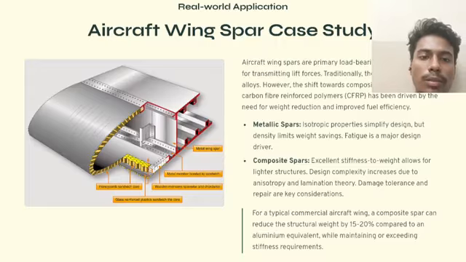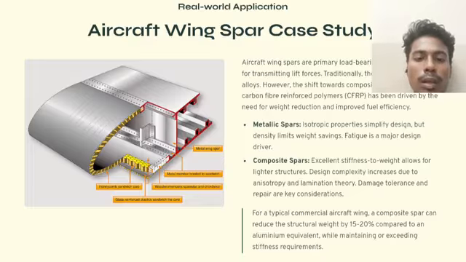Slide 6, aircraft wing spar case study. Let's see how this is applied to real-world aerospace components. The aircraft wing spars are the main load-bearing members that transmit lift force across the wing. Traditionally, they are built from aluminium alloy. Metals are easy to design due to their isotropic nature, but their high density limits weight reduction. We should keep the weight of the aircraft low.